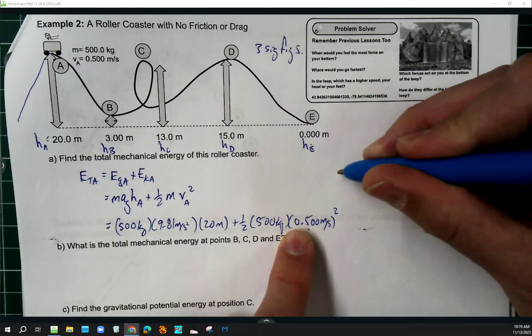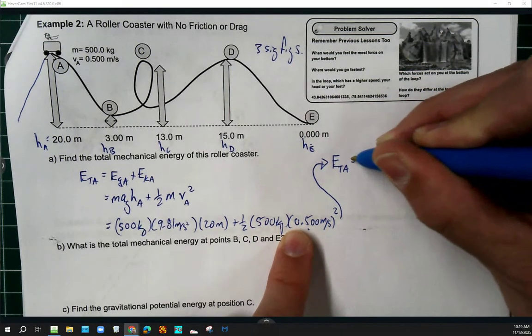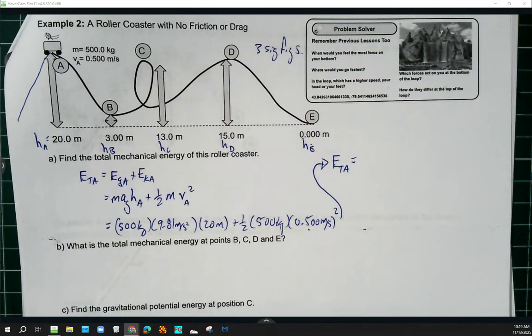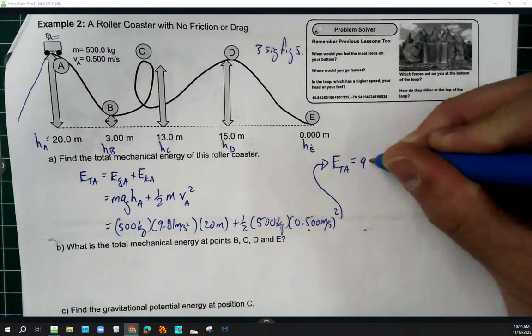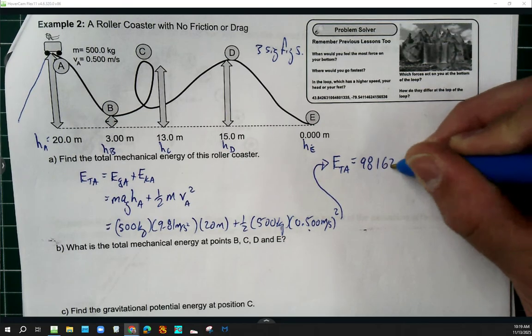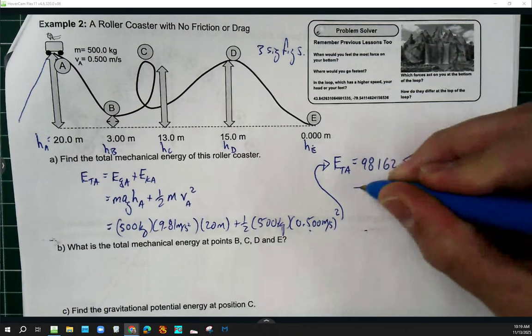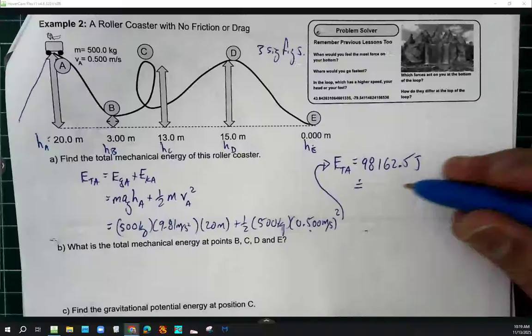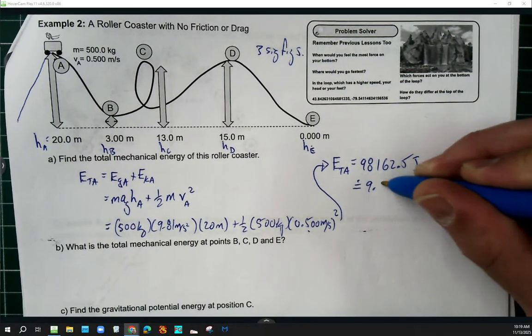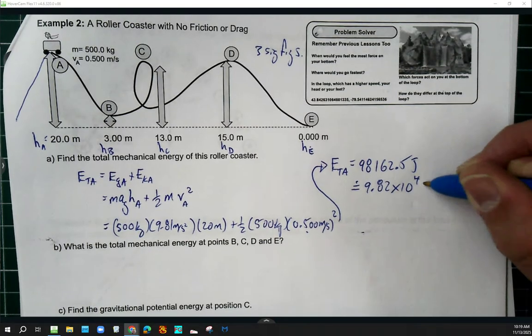So I do all these calculations to calculate my E total at that first position, that first peak. It's a big number. And it starts with a 9. Did anybody get it yet? Yep. Ooh, nice. I love it. And if I was going to round it off to 3 sig figs, 98,162.5 joules ends up being, well, if you like, 9.82 times 10 to the power of 4 joules.